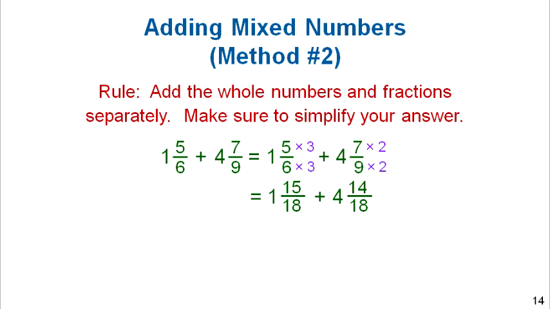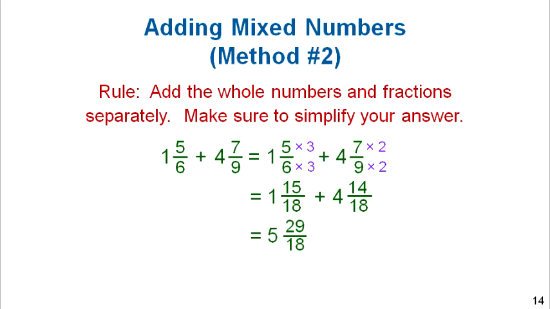To add 2 mixed numbers using the method I'll call method number 2, you can add the whole numbers and the fractions separately. Again, you must make sure to simplify your answer. To work this problem using this method, we must begin by getting a common denominator. The least common multiple of 6 and 9 is still 18. Therefore, I will multiply both the top and bottom of the first fraction by 3, and I will multiply both the top and bottom of the second fraction by 2.